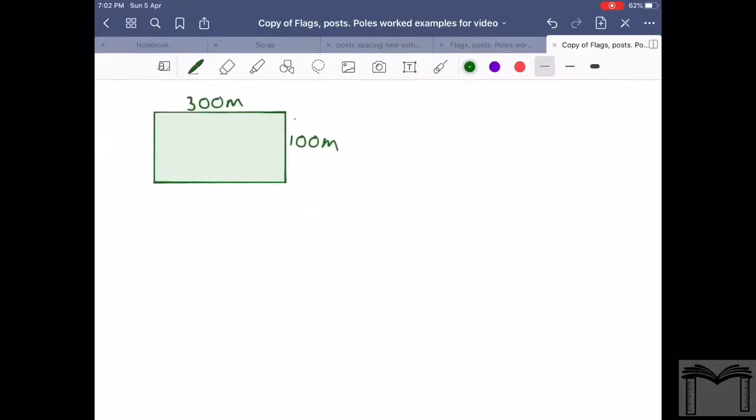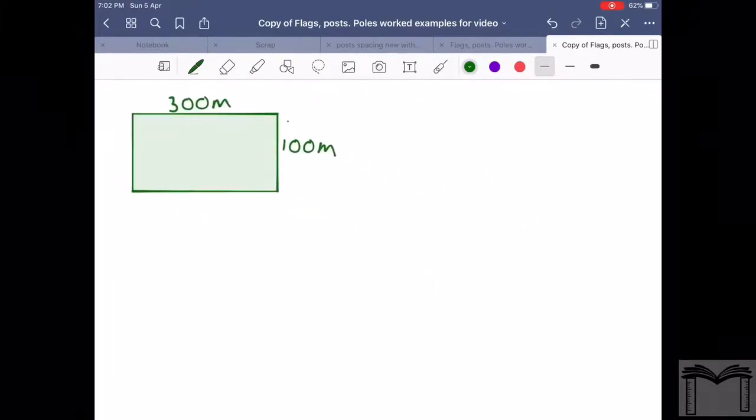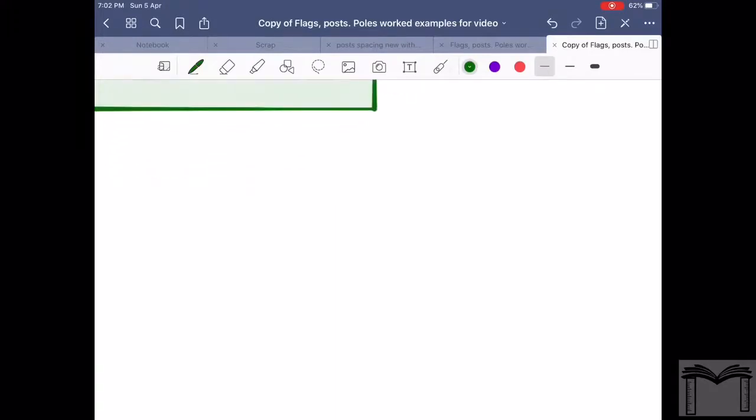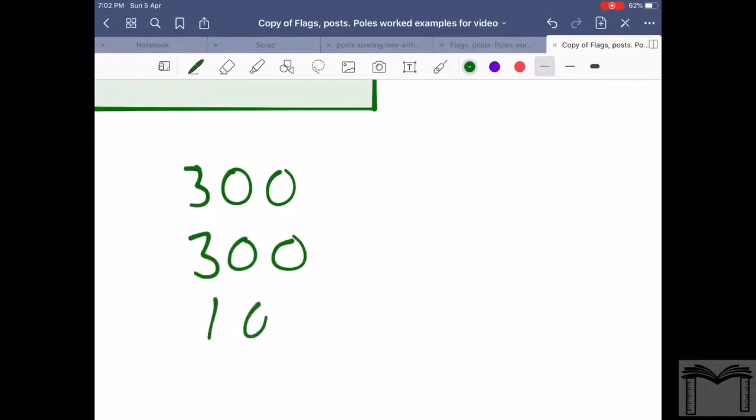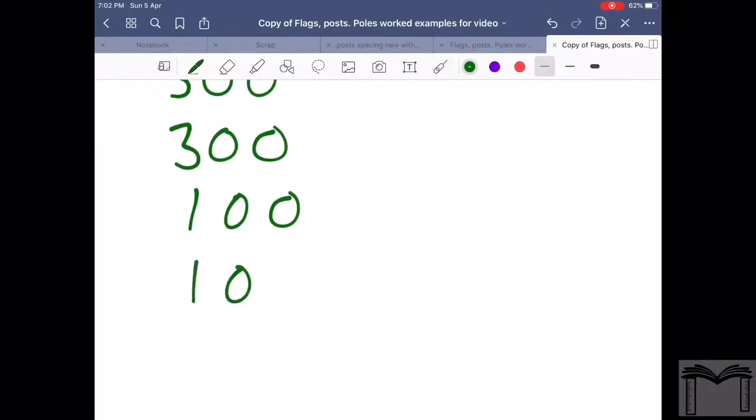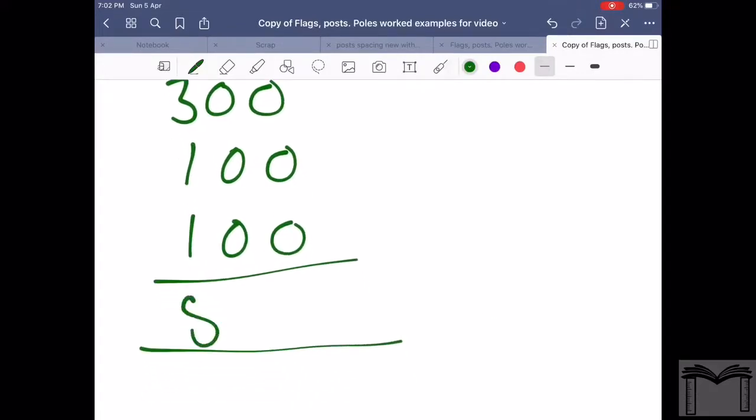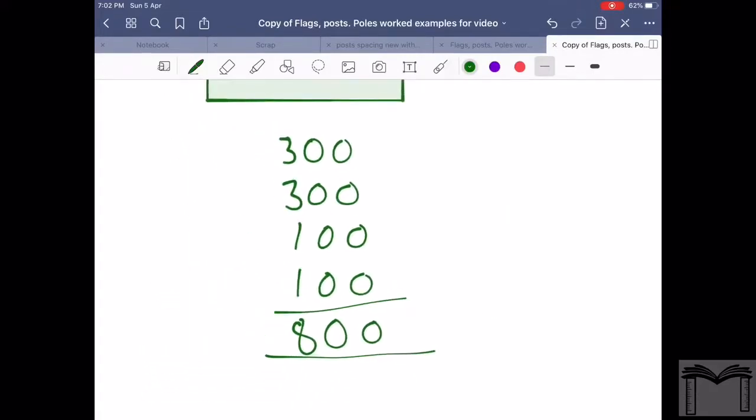So the perimeter, which we must first find, would be 300 plus 300 plus 100 plus 100. So that's 3 plus 3 is 6 plus 2 is 8. So that's 800 meters.